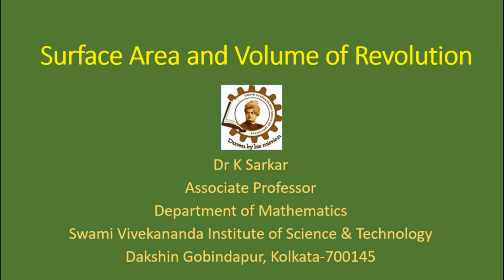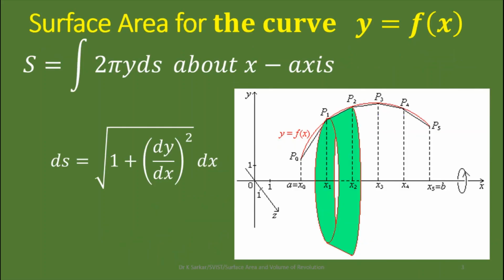Today's topic is surface area and volume of revolution. Surface area for the curve y equals f(x): S equals integration 2 pi y ds about the x-axis, where ds equals square root of 1 plus (dy/dx) whole square dx.